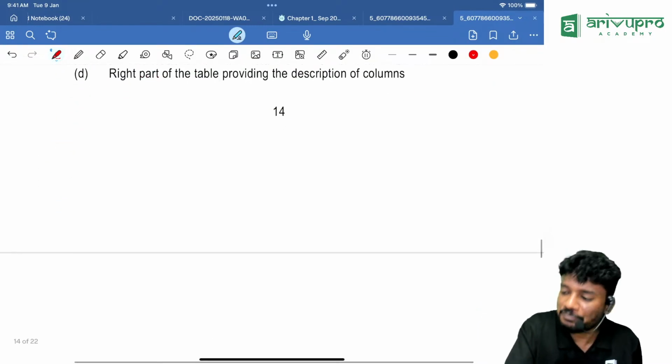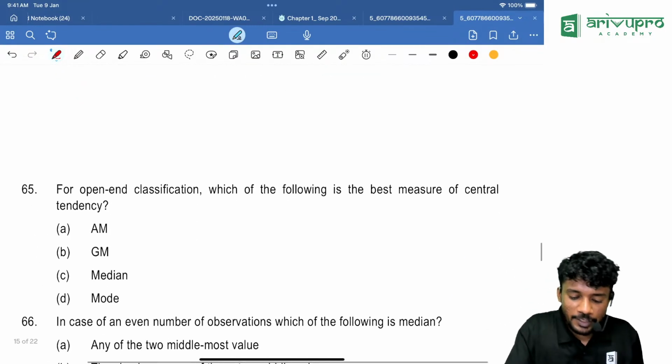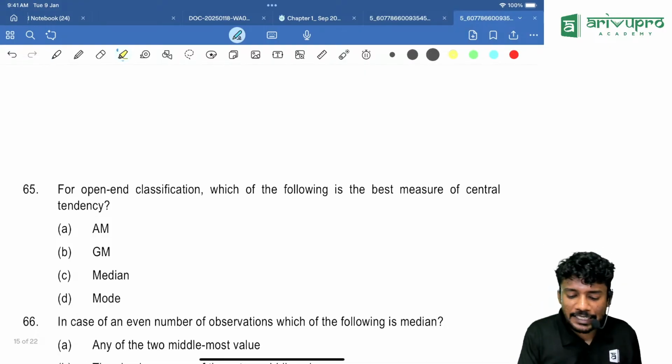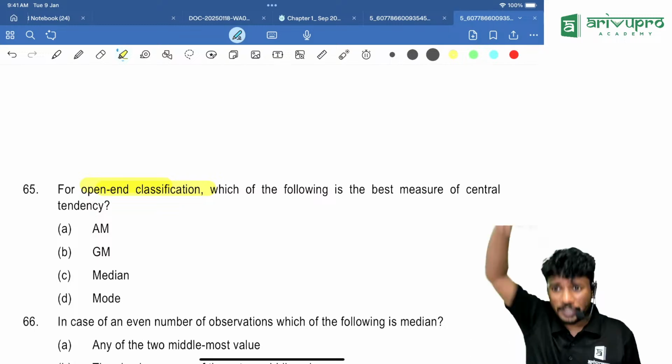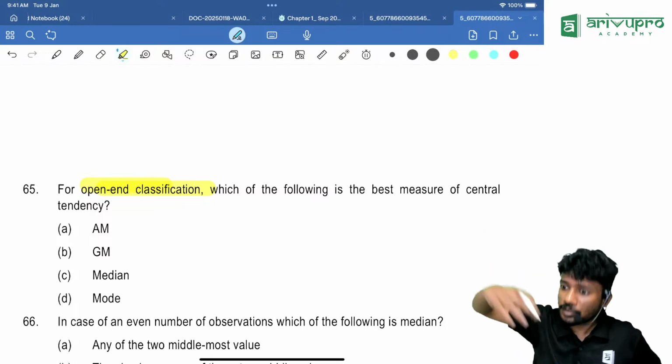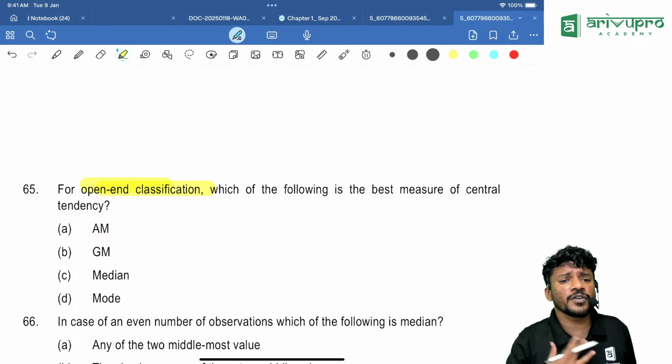Direct question. Next one, people. Now, very good. Open-end classification. What is this open-end classification? It goes on. The variation is too much. For example, what will I say?